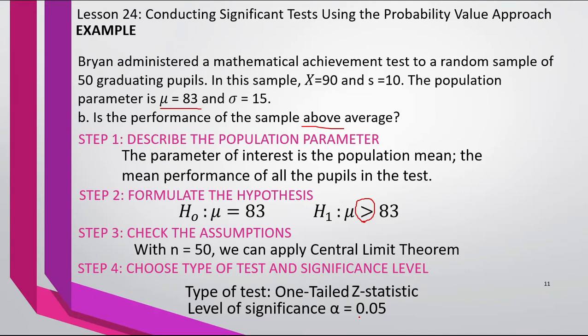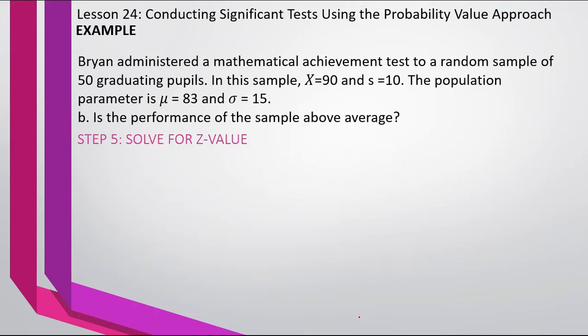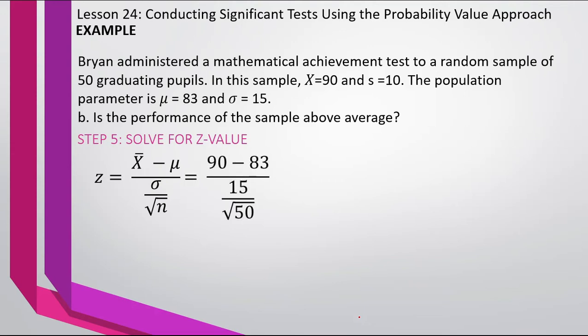Kuha ba? Okay, good. Next, we solve for the z value. Again, using the same computation that we did earlier, that is z is equals to x bar minus mean over standard deviation divided by square root of n. So, meron na tayong yung lahat ng value na yan. Isa-substitute na lang natin. Therefore, ang makukuha natin ay the same lang, which is 3.33 or 3.3.